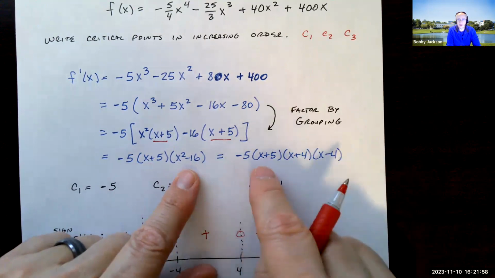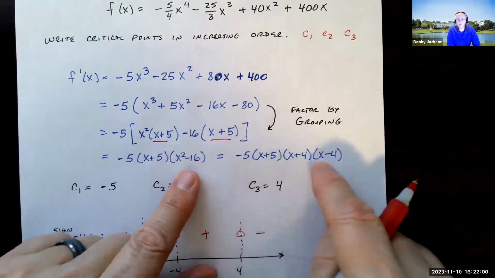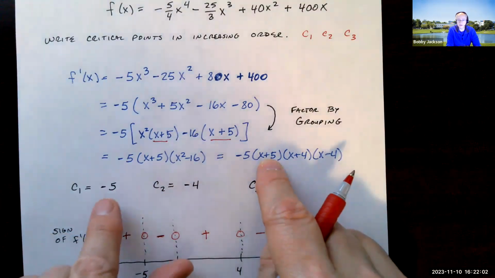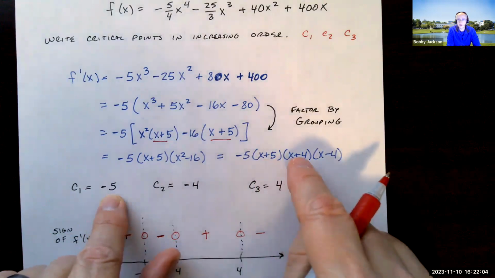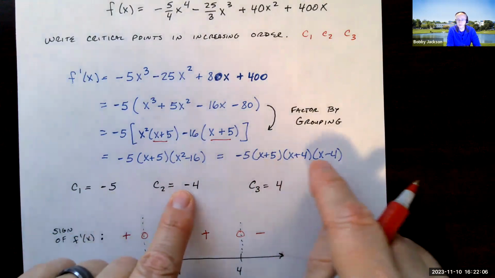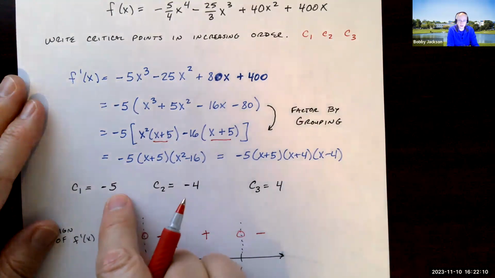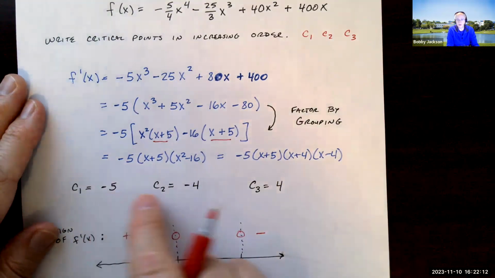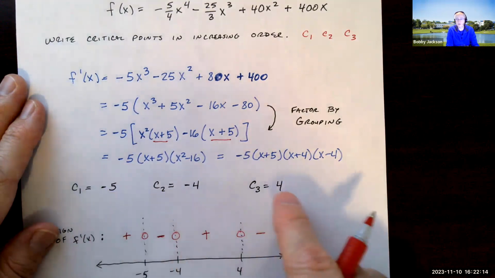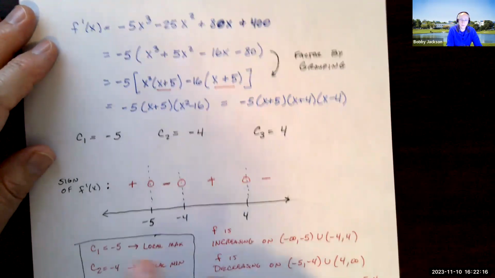So I can quickly see then that this is the derivative, and it's going to be 0 when what? X is -5. I'm calling that C1. X is -4, C2, and X is 4, C3. So that has to be in order. So notice that's the smallest one. -5 is less than -4, and -4 is less than +4.